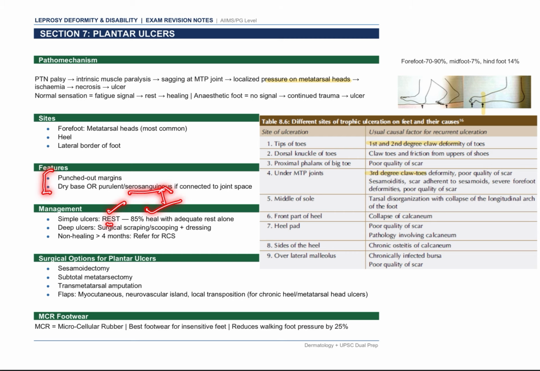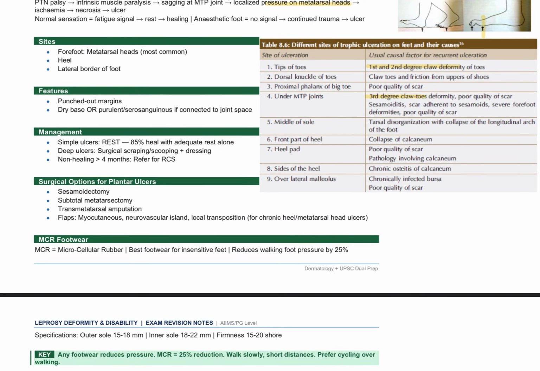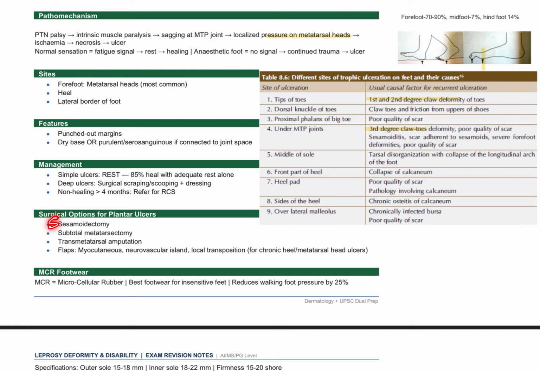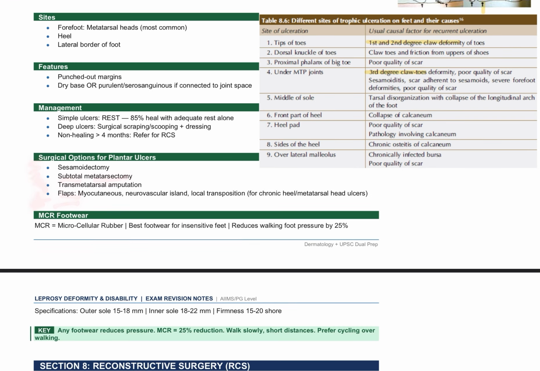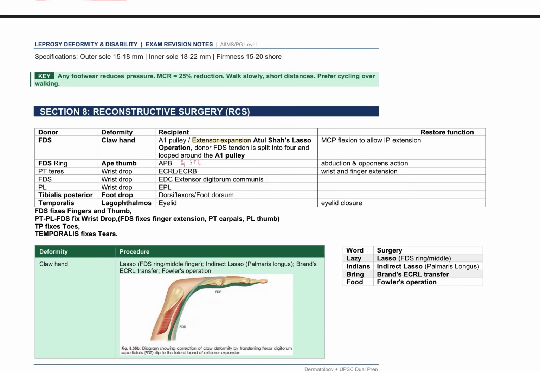If they are deep, they require scraping, treatment of the infection, dressing, and surgical options we can remember as CSSTA, which is sesamoidectomy, SS, subtotal metatarsectomy, transmetatarsal amputation, and A is addition of the flaps. Then very important is to wear MCR footwear.